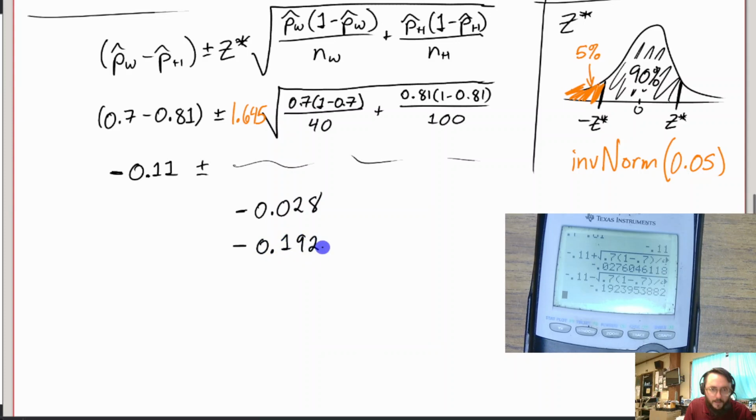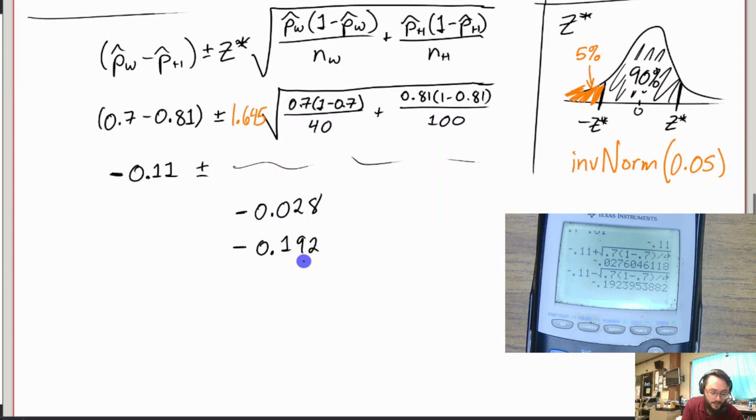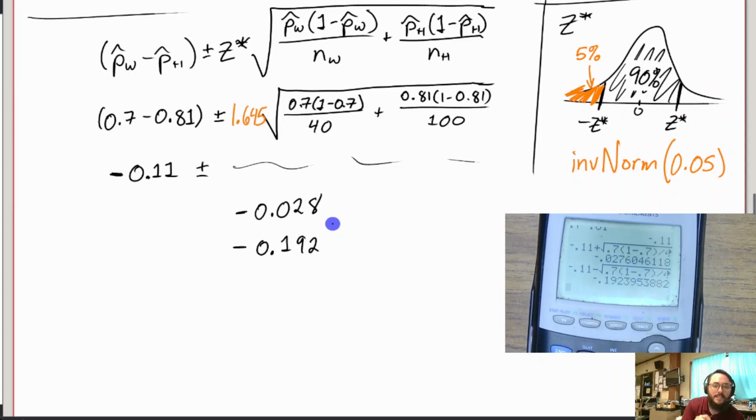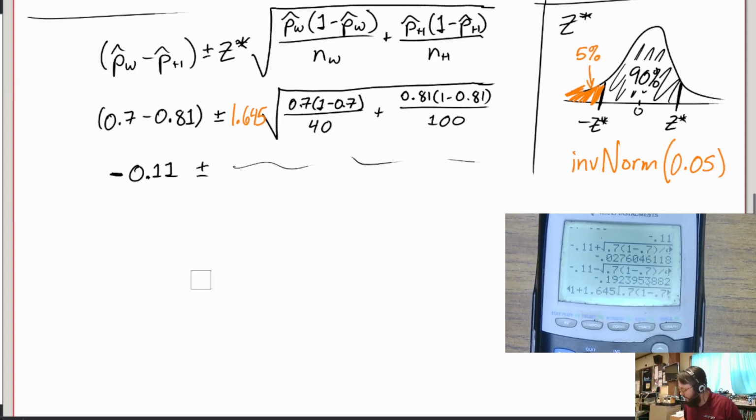0.192. Okay, so we are 90% confident that the interval from negative 20% to negative 2.8%, or negative 19.2% to negative 2.8%, captures the true difference in proportion of wives and husbands who say that their spouse is their best friend. And if you'll notice, I made a mistake in my calculation. I forgot the 1.645. So let's go ahead and fix that. Okay, insert 1.645, right? Classic mistake.